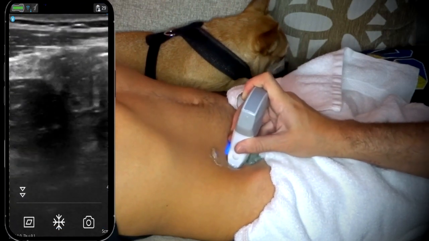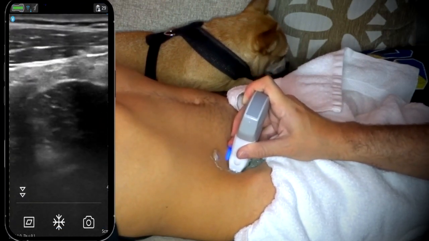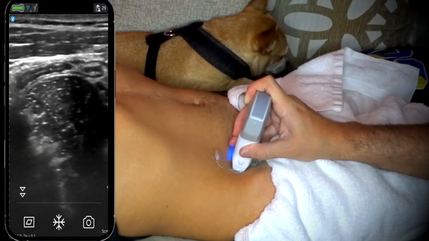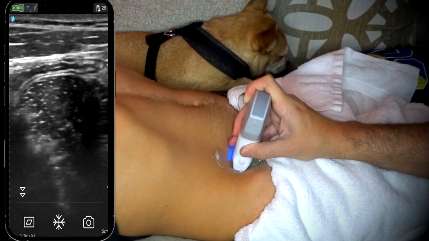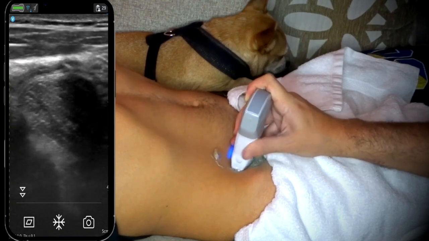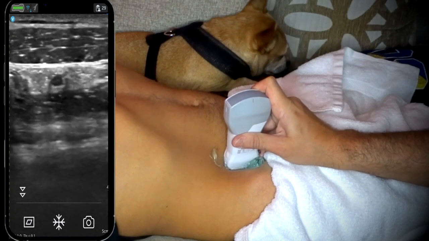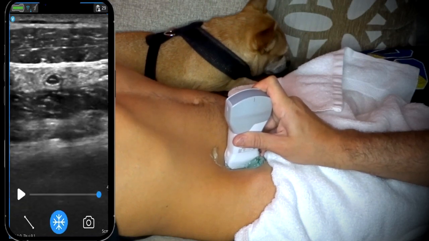So if I don't find it there, I'll move up and lateral, and it's actually right there. So here you got your psoas muscle, and that's the appendix. So if I find the appendix in a longitudinal plane, even though I'm transverse on the body, I'll go transverse on it. Right there. Take a picture.